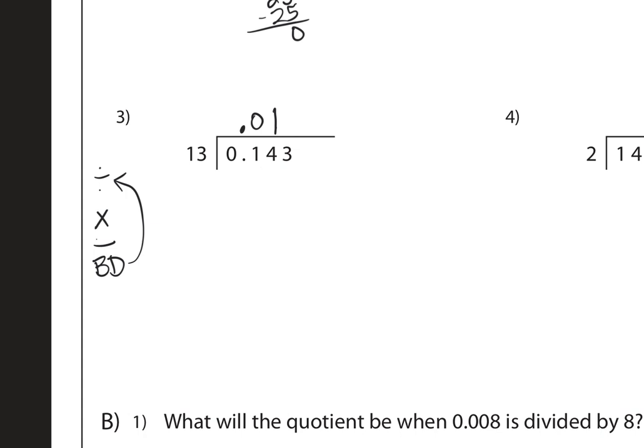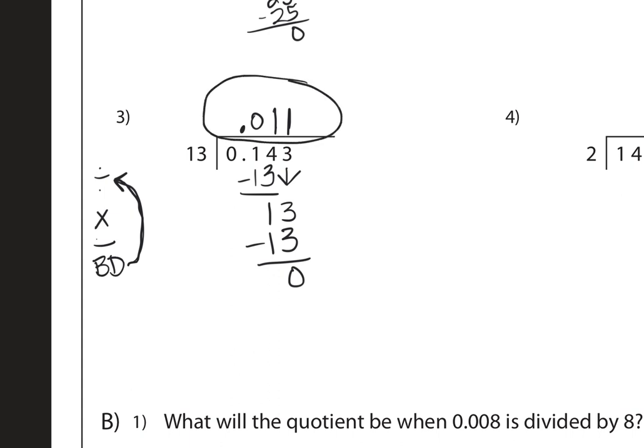I have divided, so now multiply. 1 times 13 is 13. Subtract. I have 14 minus 13, which is 1, and I'm going to bring down my 3. Once I bring down, I begin again. Divide again. How many times will 13 divide into 13? It will go 1 time. 1 times 13 is 13. When I subtract, I have nothing left. I have nothing left to bring down. My answer is 11 thousandths.